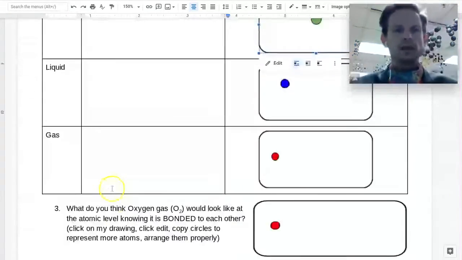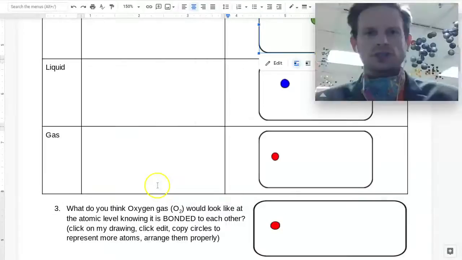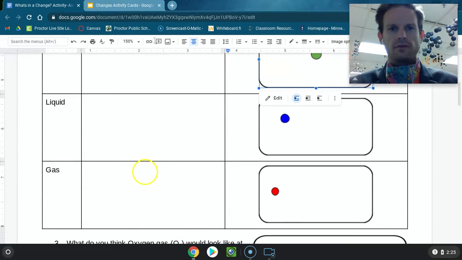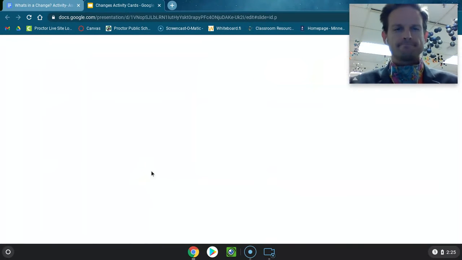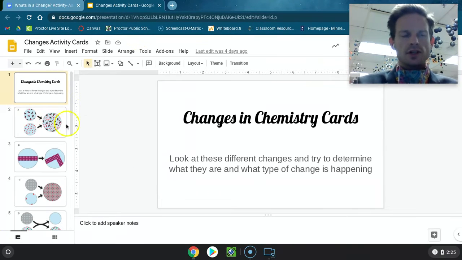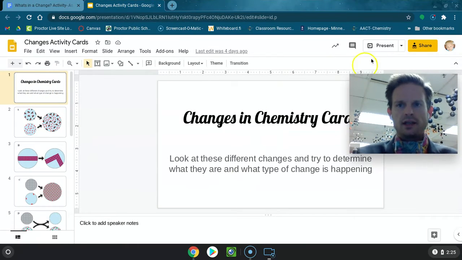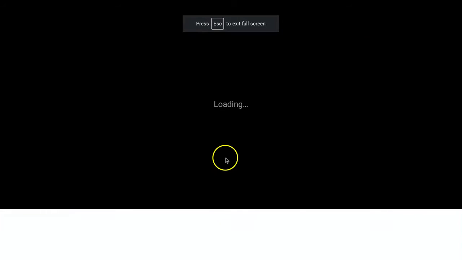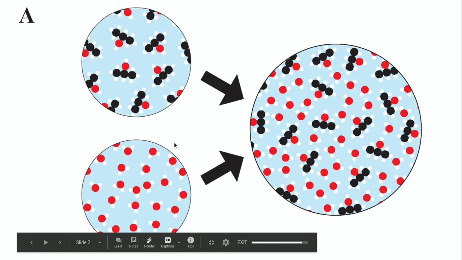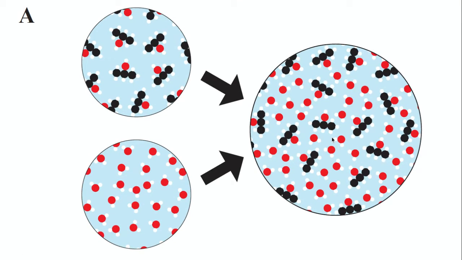All right, but let's go take a quick look at the pictures that I have for you. Okay, so here's what you got. You can look at these cards, and maybe present them so you can really blow them up. And so you have A, so this is A. So here's your before, and this is what happens after.